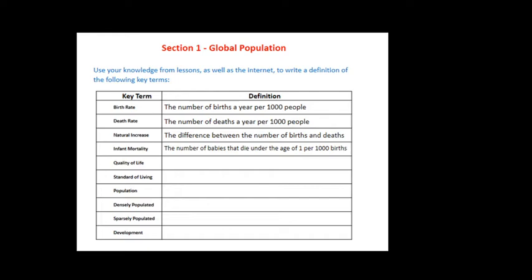Infant mortality is the number of babies that die under the age of 1 per 1,000 births. So again, if that number is higher, it means that more babies have died.